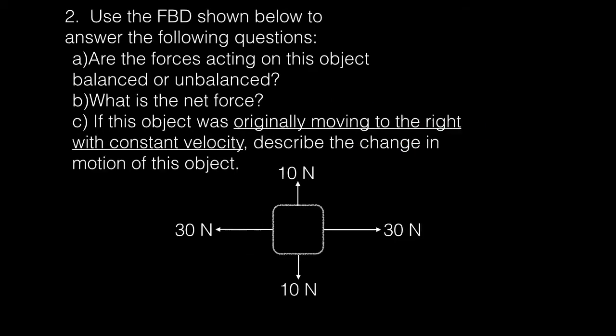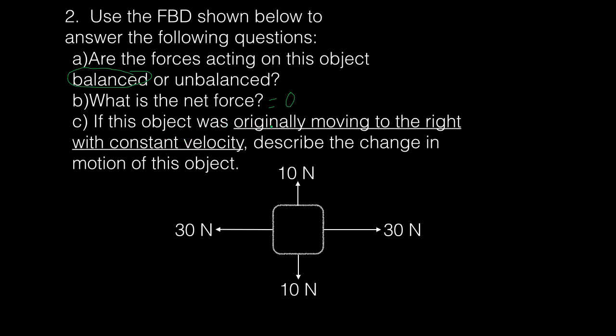Okay, let's look at another one. Number 2, it's the same type of questions as we answered in that first problem. It wants to know in part A, are the forces acting on this balanced or unbalanced? We have 10 up, 10 down, so in the up and down direction, the forces are balanced. And also in the left and right, we have 30 to the right, 30 to the left, and so they add up to 0 as well. So these forces are balanced. The net force is going to be equal to 0.